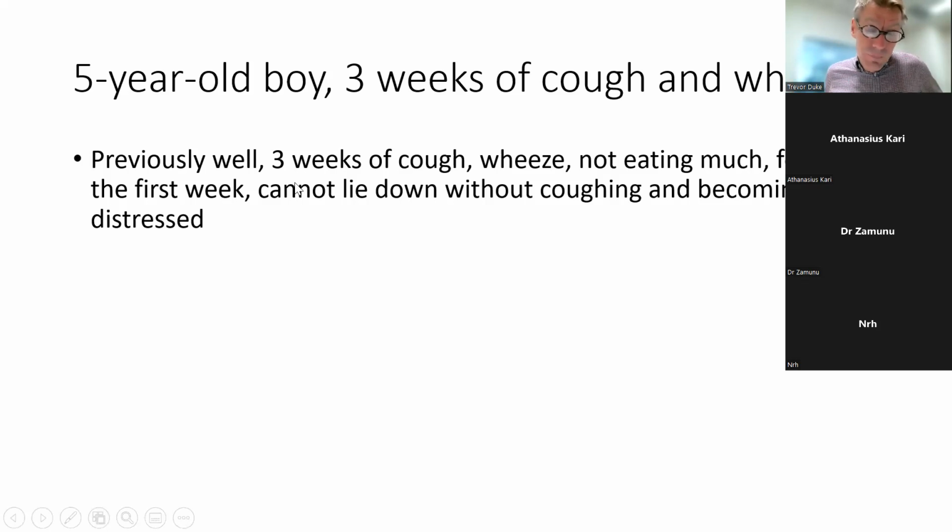This child, anything else that might cause cough and wheeze for 3 weeks? There's some other common conditions. You should always think of the common things first, and then you should think of the uncommon things. So we've thought about congenital heart disease, and we've thought about a foreign body. We've thought about tuberculosis. What else?